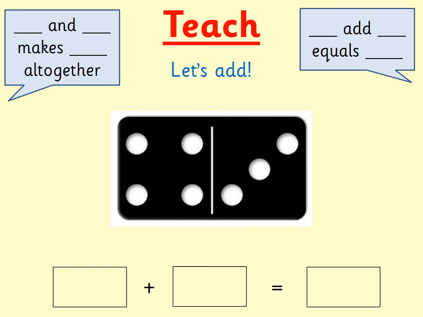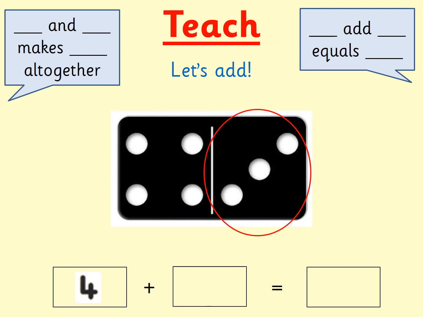Today, we're going to practice our addition using some dominoes. Here is a domino. It has two sides. There are some dots on each side. We're going to see how many dots are on each side and then how many there are all together. Look at the first side of the domino. How many dots are there? Shall we count them? 1, 2, 3, 4. There are 4 dots on the first side of my domino.